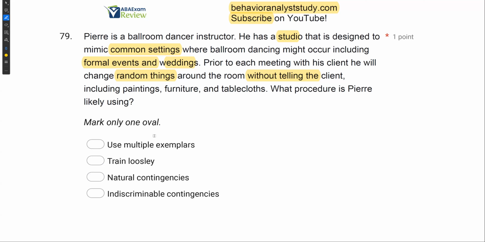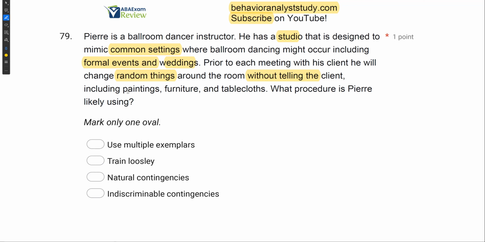Now, be careful here because we have multiple exemplars and training loosely. These two are very common because with multiple exemplars, we are training common stimuli, common responses. Training loosely is similar. The main difference is that with training loosely, you are changing non-critical stimuli, so stimuli that aren't necessary or important to what you're trying to teach. With multiple exemplars, you're teaching stimuli and responses that are relevant to your goal. With training loosely, you're changing things that aren't critical to avoid those items gaining stimulus control over behavior.